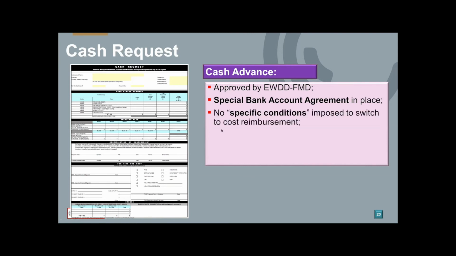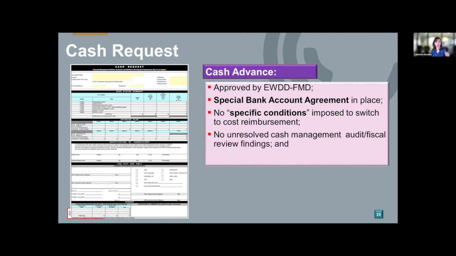Yeah. You can ask for cash advance if you don't have any specific conditions imposed by Edwin, where as a result of that, we are switching you to cost reimbursement. Okay. Or you don't have any unresolved cash management issues or cash management related findings, then you're okay. Or if you don't have any delinquent expenditure reports, you might be okay for a cash advance.